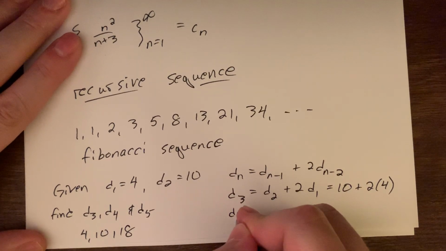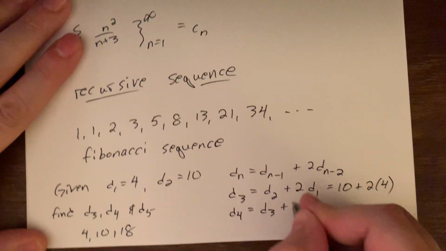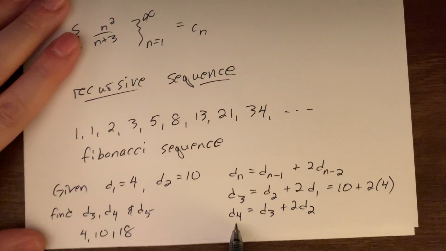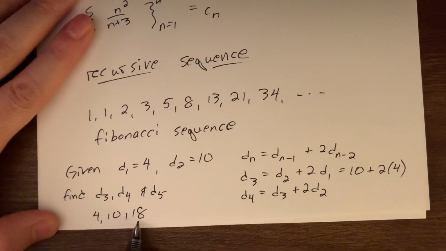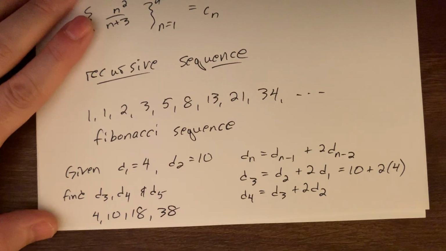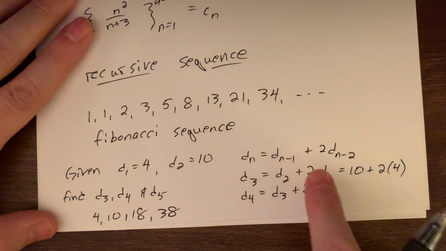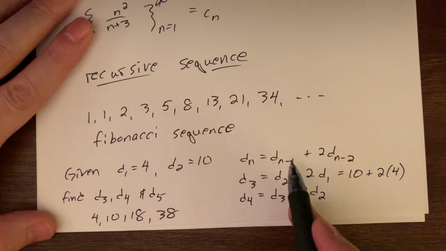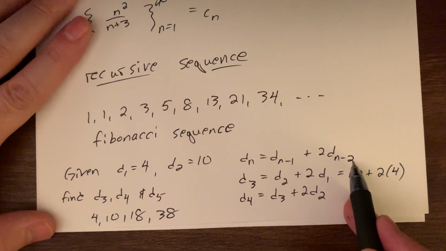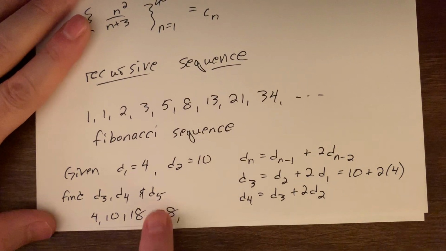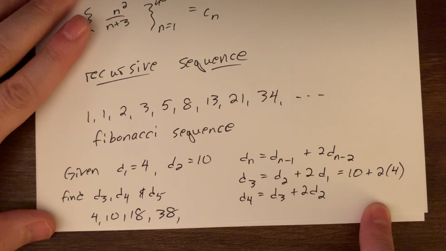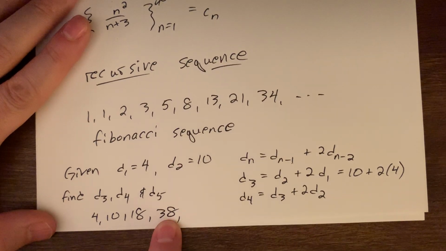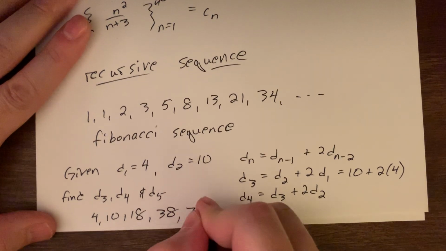And then I keep going. D4 would be D3 plus 2 times D2. How do I get the fourth term? I take the third term plus 2 times the second term, and I'd end up with 38. And now some people can eventually start to realize what's happening here: this is telling me take the term before it plus 2 times the term before that. So just one more to finish, D5, without following the formula. Just realize I'll take the term before it plus 2 times this one. So I'll end up with 36 plus 38, which would be 74.